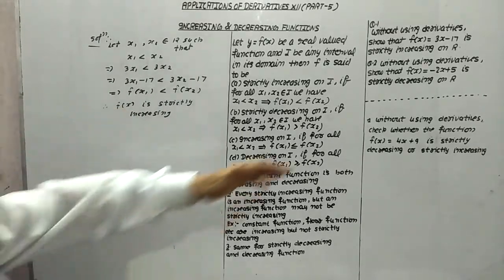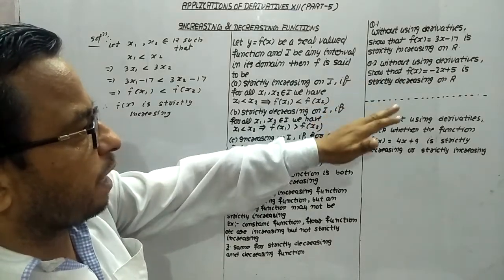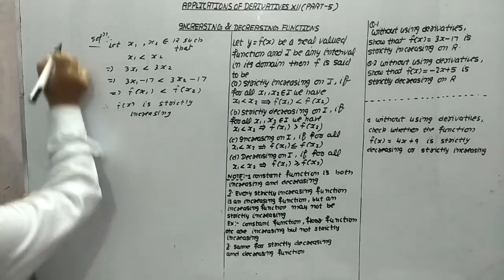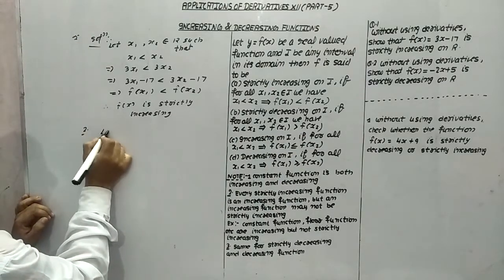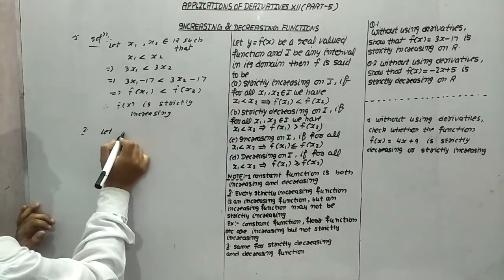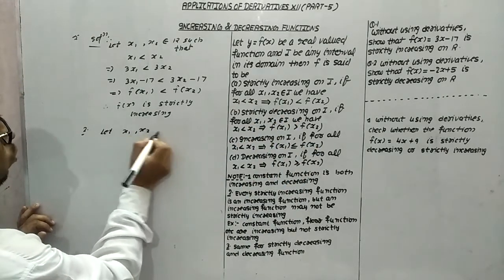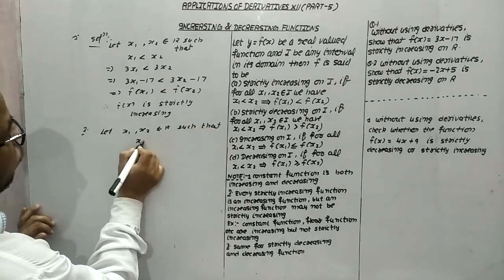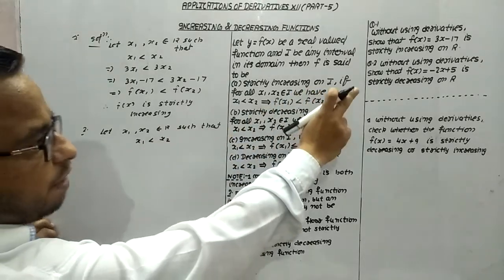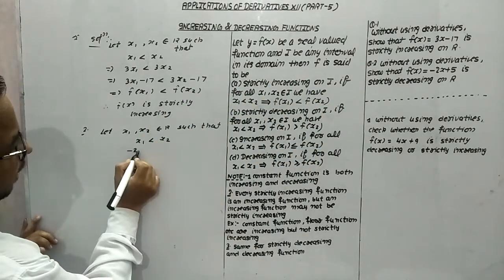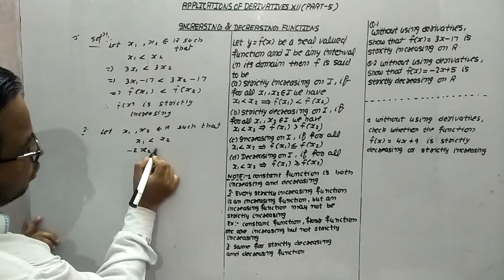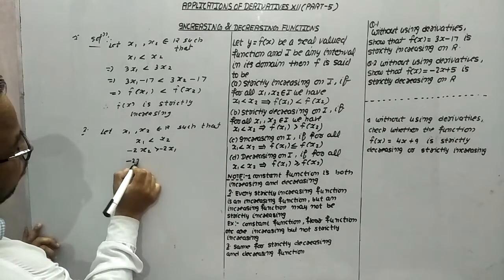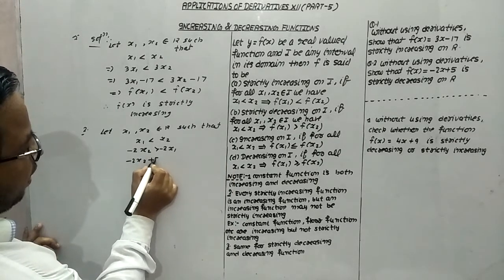Now look at this thing. In another part: without using derivatives, show that f(x) = -2x + 5 is strictly decreasing on R. So in this solution we will take the same procedure, because we have to do it without using the derivative test. Let x1, x2 belong to R such that we are considering x1 less than x2. Now what we have? Minus 2x. So multiply by -2 on both sides. It means this becomes -2x2 greater than -2x1.